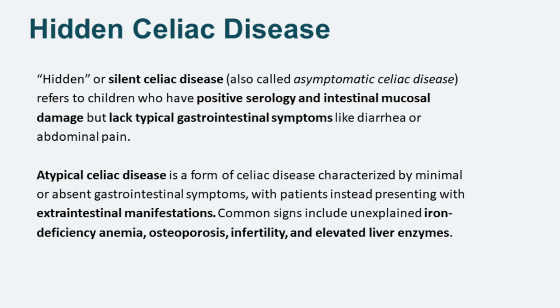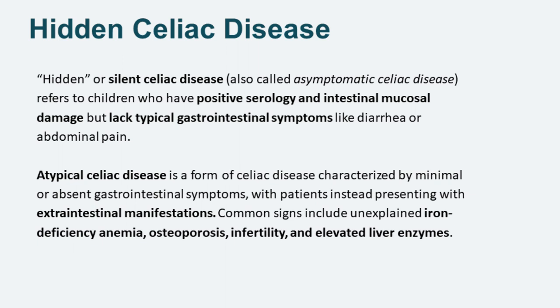But then you could have something like a hidden or a silent celiac disease, which is an asymptomatic celiac, where a patient may have a positive TTG IgA, positive serology. You've done an endoscopy and that shows villus atrophy, but the patient has no symptoms. So that is known as a silent celiac disease.